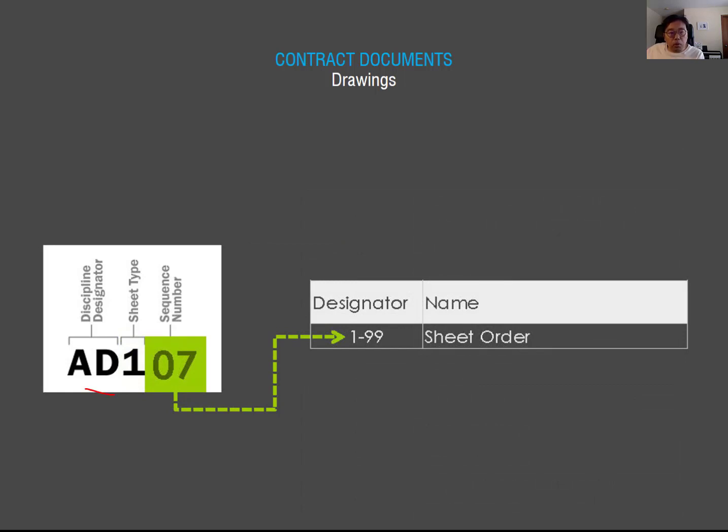So first floor is 01, second floor 02, seventh floor 07. So you make this sequence number after the sheet type. Okay, I think it's pretty easy to understand and read following this system. Once again, each firm has its own designator sheet number, but you are good to start from this general sheet number system.